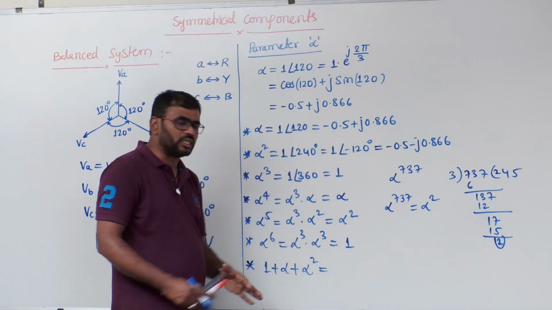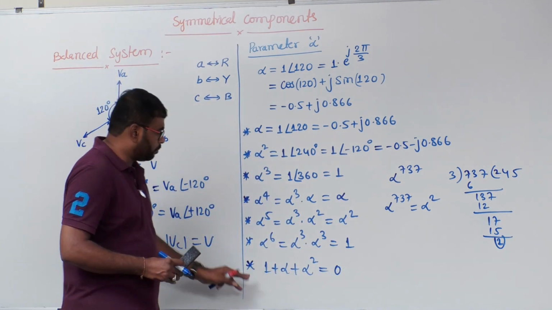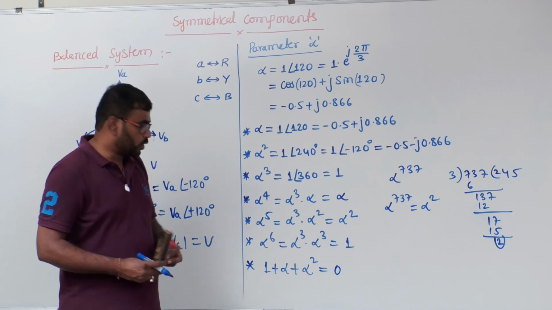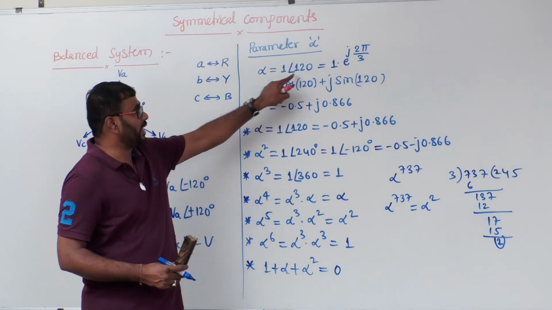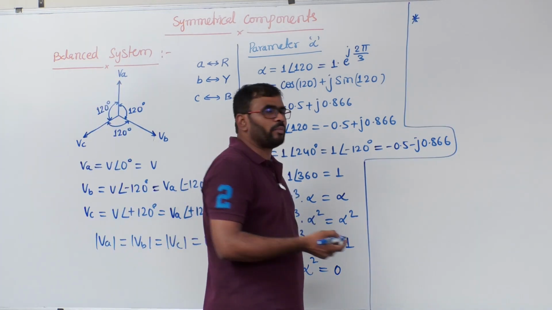1 minus 1 is what? 0. Careful, this is very important. 1 plus alpha square is always equal to 0 if alpha is what? 1 at an angle 120 degrees. Next we will see what is 1 by alpha.